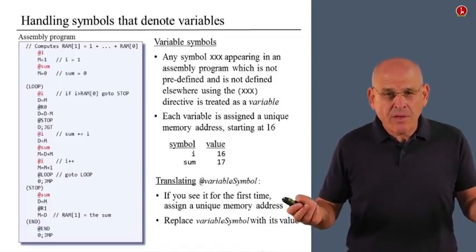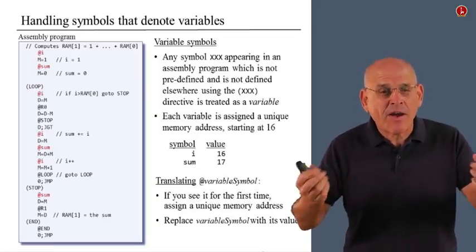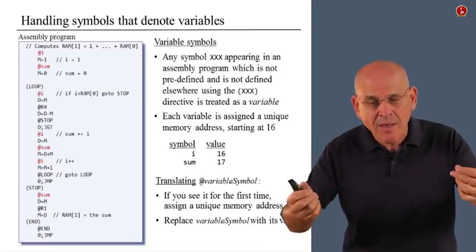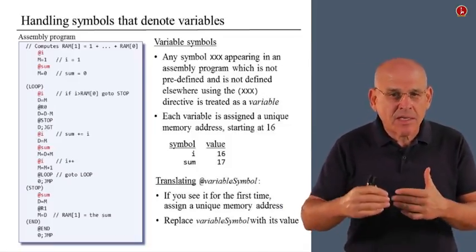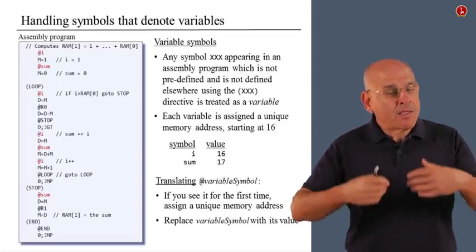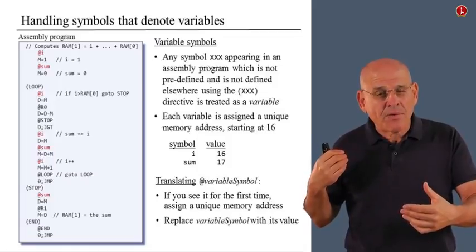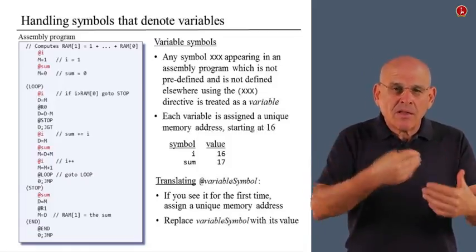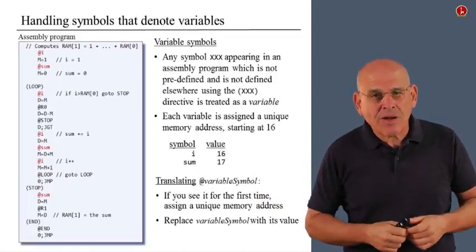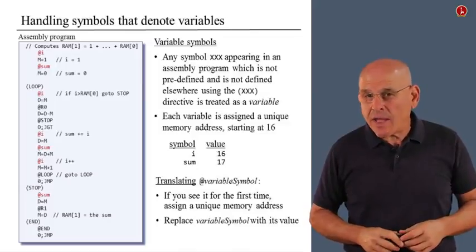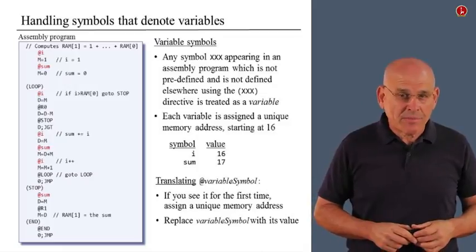Well, all you have to do is the following. If you see this instruction for the first time in the program, if this variable appears in the program for the first time, then you allocate it to a memory address starting from address 16 onward. If you see this value popping up later in the program, you simply look up the value that you assigned to it before, and then what remains is an @decimal value instruction, which we already know how to handle. So this is how you handle symbols that represent variables.